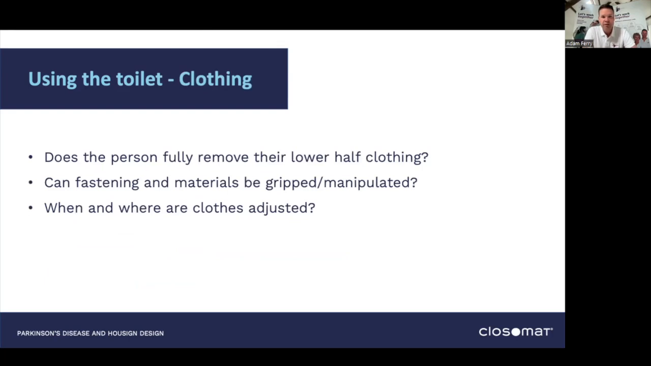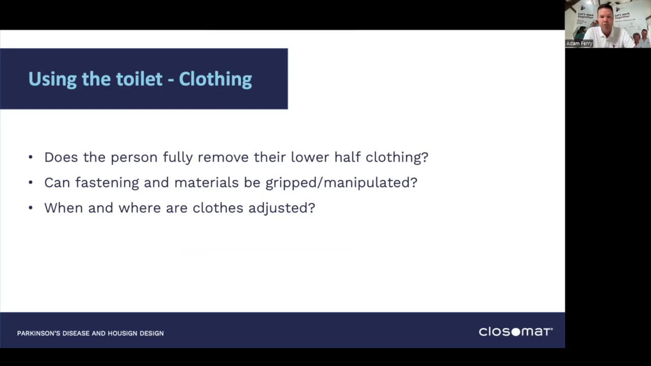In terms of clothing, does the person fully remove their lower half clothing? Do they just drop trousers to the ankles? Do they maintain the trousers at their knees? Does a man stand to pass urine, or do they sit? How is anybody using and manipulating their clothing to use the toilet? And that links then to what type of clothing they use.